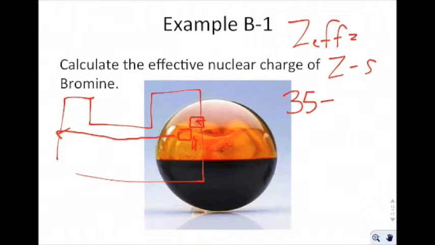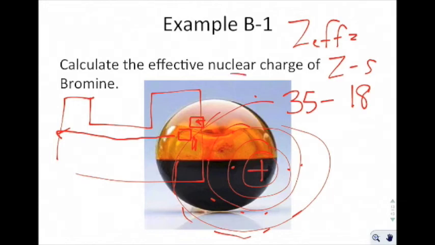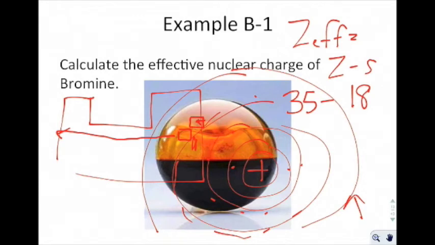If you look at argon, argon has 18 electrons. Whenever you have a complete orbital shell, like in a noble gas, that references the number of shielding electrons. So if you were to draw bromine, you'd have 2 electrons, 8 electrons, 18 electrons, a total of 18 electrons. Once you get to that point, now we're talking about the electrons we're trying to find the effective nuclear charge for.